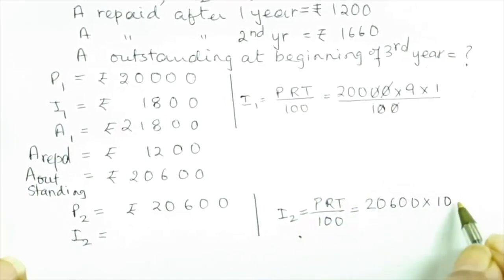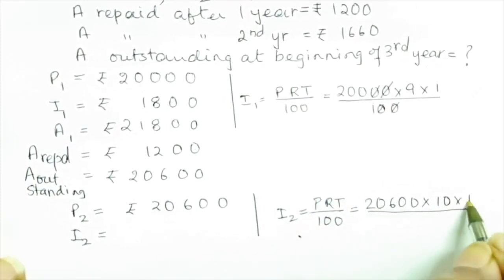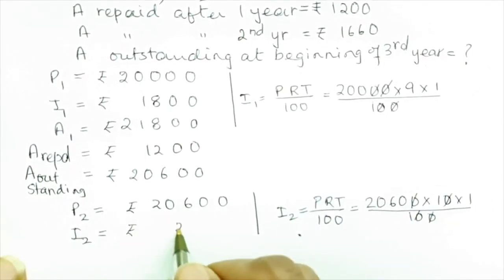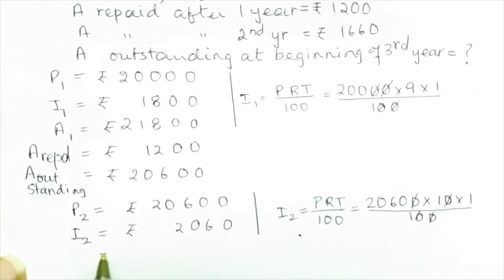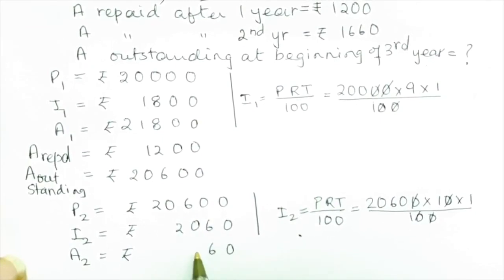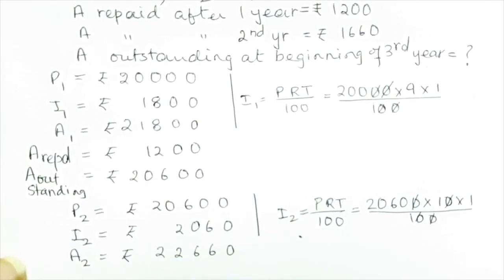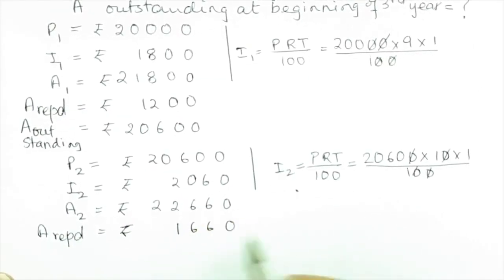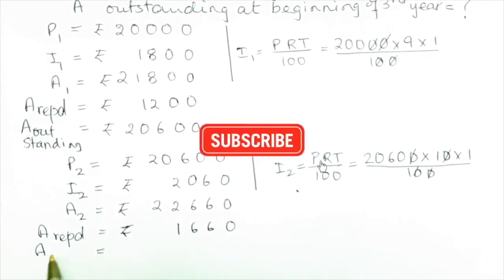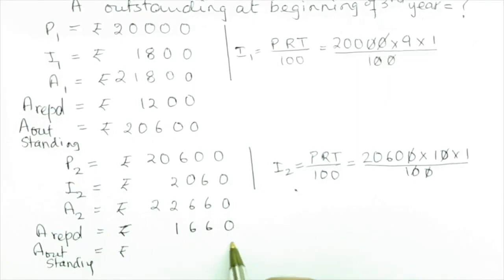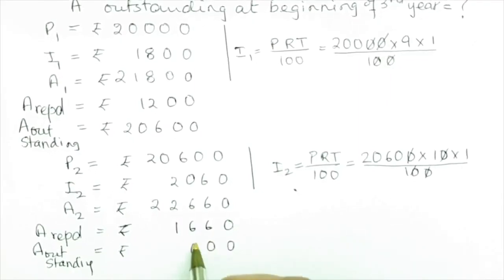rate for the second year is 10%. Second year means time is 1. So the interest is 2,060, and so we'll have the amount at the end of 2 years. The second year it's going to be like so. And now we will have amount repaid is going to be rupees 1,660. So amount outstanding will be, when you subtract this from this, it will be 21,000.